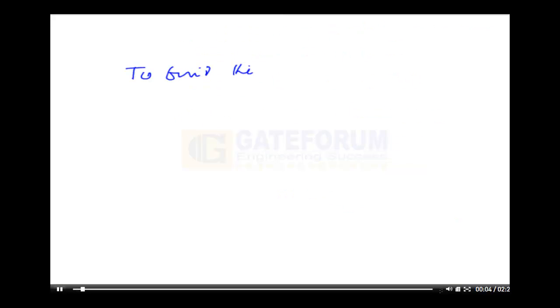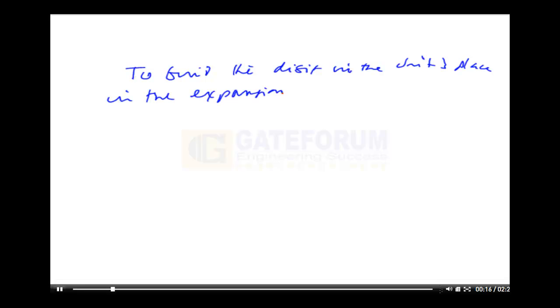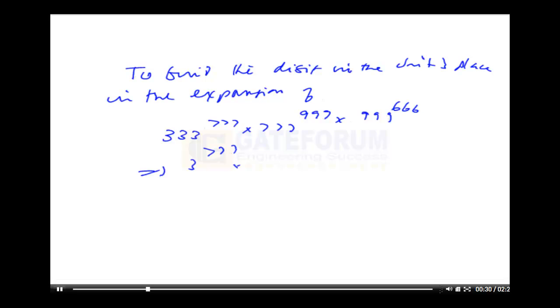How to find the digit in the units place in the expansion of 333 power 777, 777 power 999, 999 power 666. That means 3 power 777, 7 power 999. This product will end in what digit is the question.